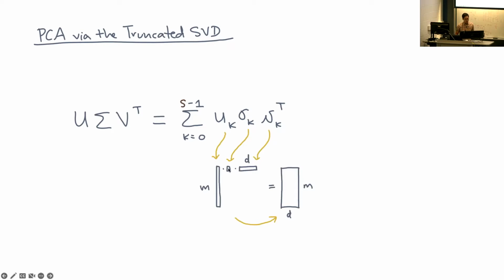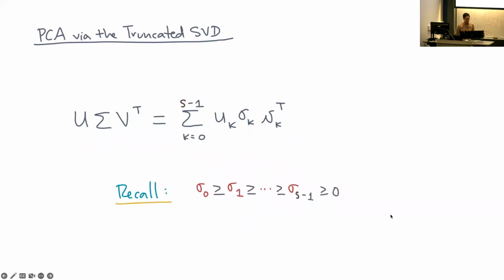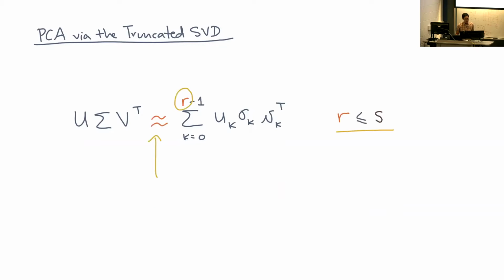So in terms of the shape, one of these u_k is a column of U, and this is a column of V transposed. So this product will be an M by D matrix. So summing all of these results in a matrix of the same shape, M by D.